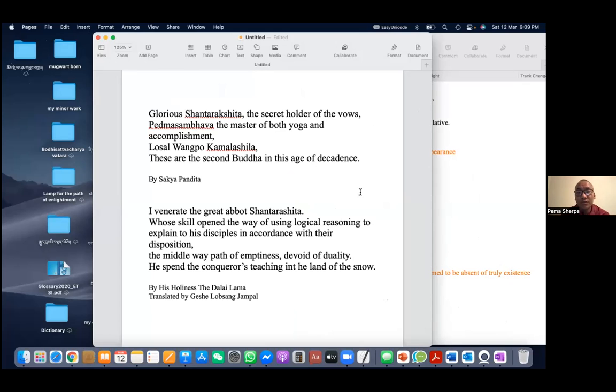Glorious Shantarakshita, the secret holder of vows, Padmasambhava, the master of both yoga and accomplishment, Trisong Detsen, Kamalashila, these are the second Buddhas in the age of decadence. I venerate the great abbot Shantarakshita, whose skill opened the way of using logical reasoning to explain to his disciples in accordance with their own dispositions the middle way, the path of emptiness beyond duality. He spread the conqueror's teaching in the land of snow.